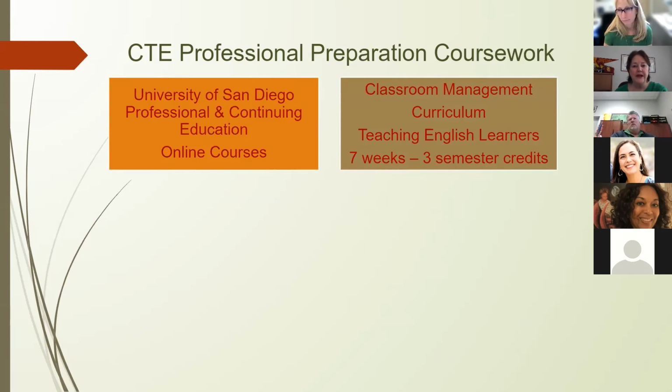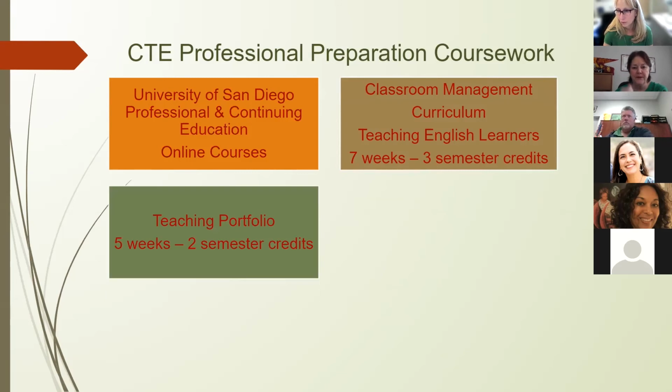And then we take Foundations of Curriculum. Then we take Teaching English Learners. Each of those courses is 7 weeks long, and each will earn you 3 semester credits. Once you finish those 3 courses, then you take a course called Teaching Portfolio. It's 5 weeks long, 2 semester credits.